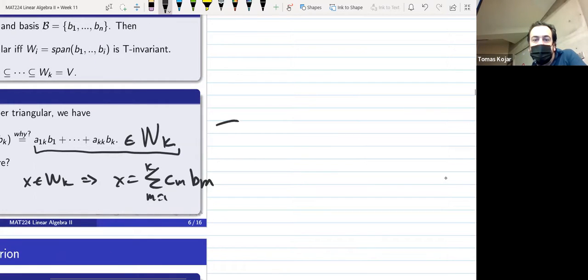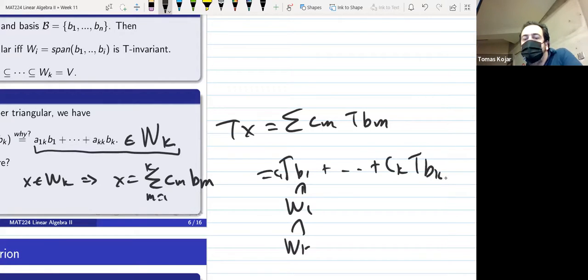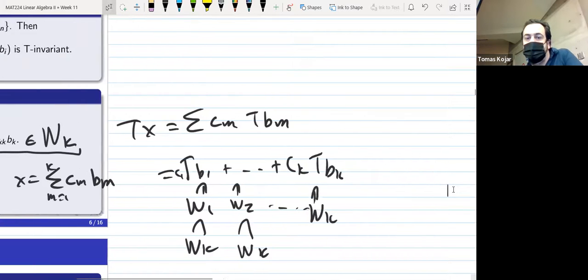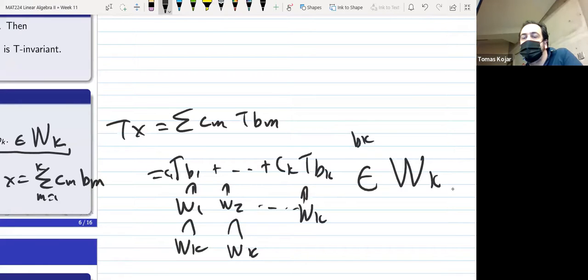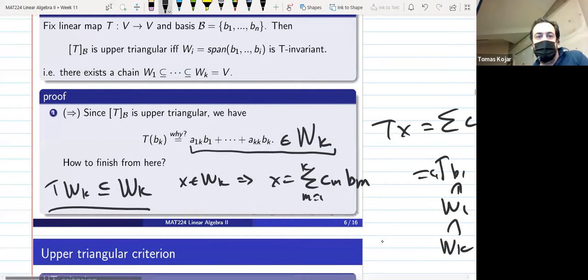Step 1. But then take TX. This is the sum of CM TBM. And you do it as follows: you have C1 TB1 up to CK TBK. The first is inside W1, which is inside WK. The next is inside W2, which is inside WK. And the last is in WK. But WK is a subspace, so the whole thing is in WK. Is that okay? All right, so that gave you this direction, namely that the subspaces are T invariant if you're upper triangular.